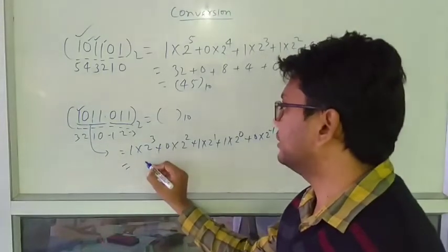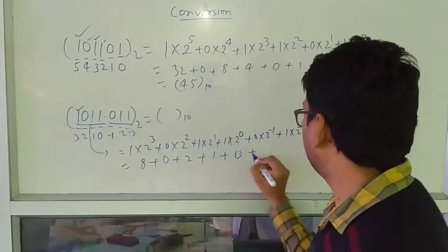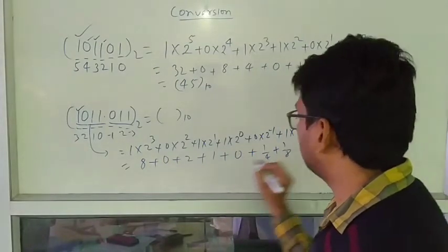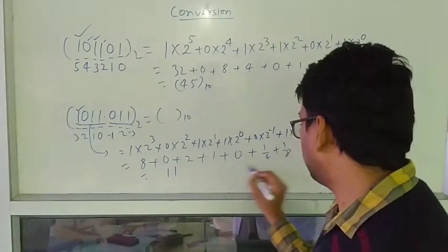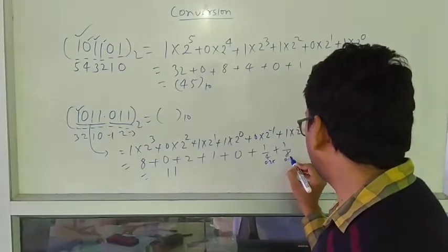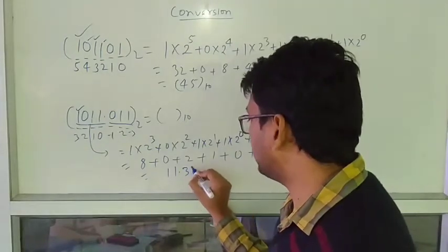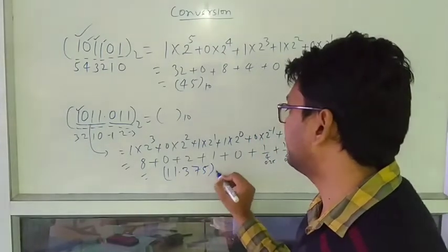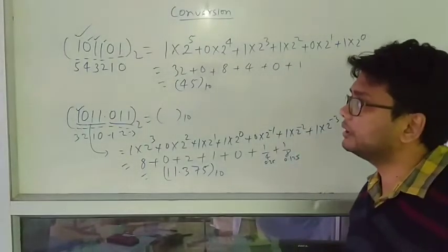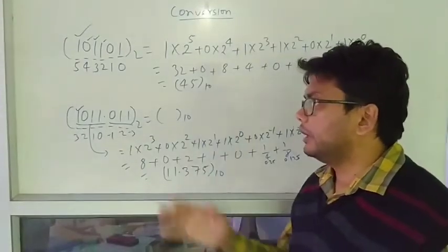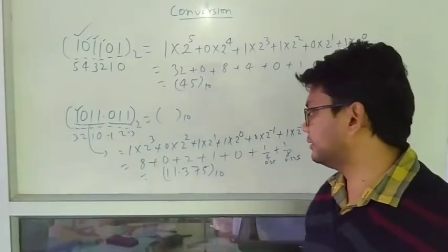So we can write 8 plus 0 plus 2 plus 1, which is 11. Then 0, 1 by 4, then 1 by 8. Here we can write 0, here 0.25, here 0.375. Then the answer will be 11.375, which is in decimal. So here we can see how we can convert the binary number system into the decimal one, and when the fraction part is added, how we can convert this binary into the decimal.